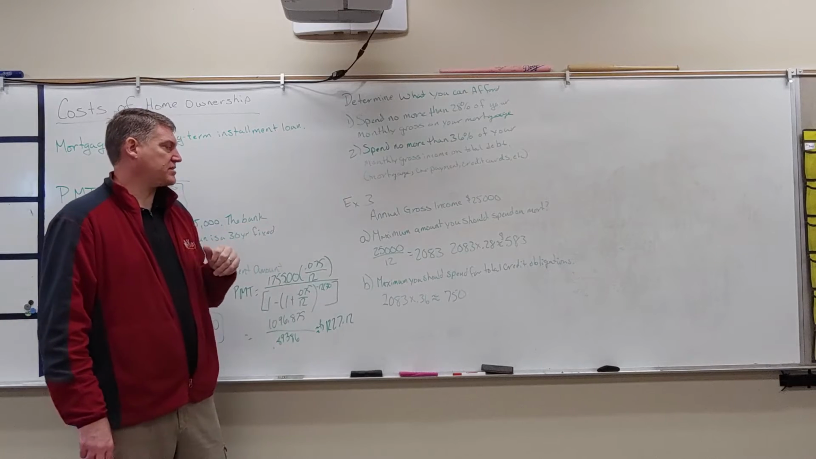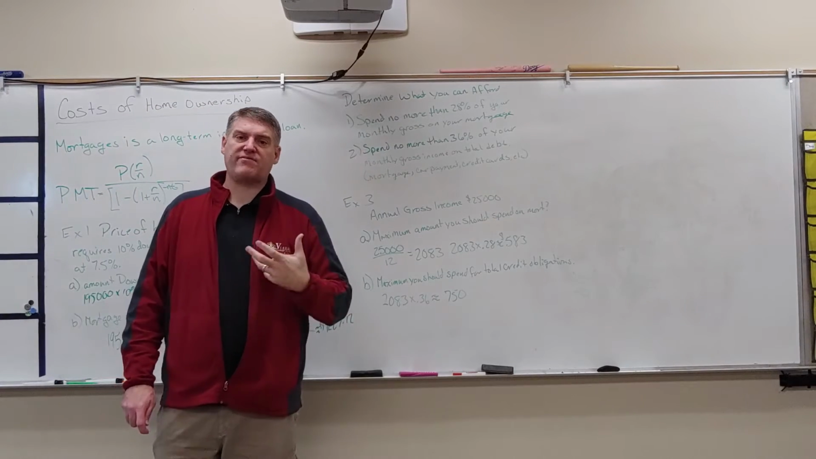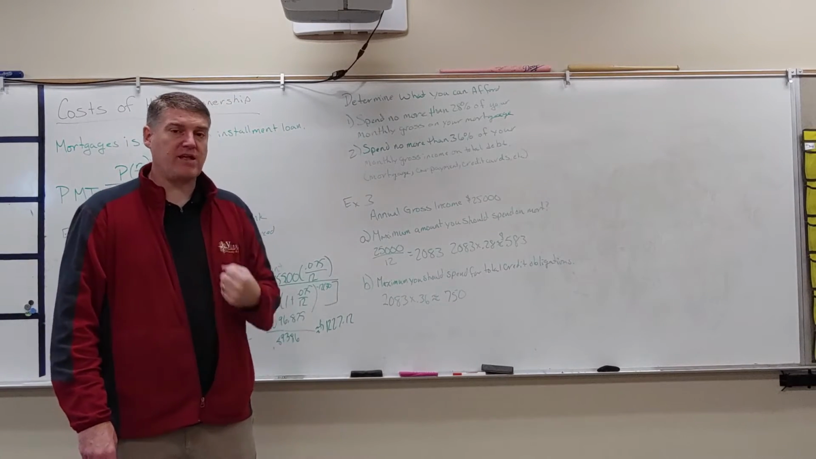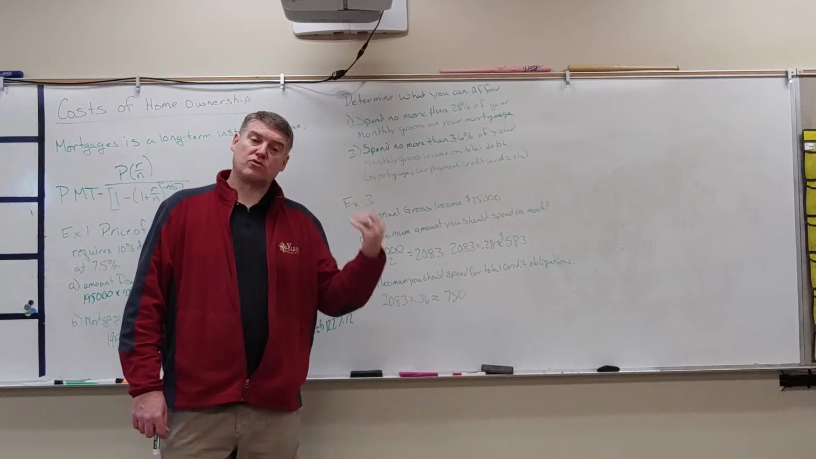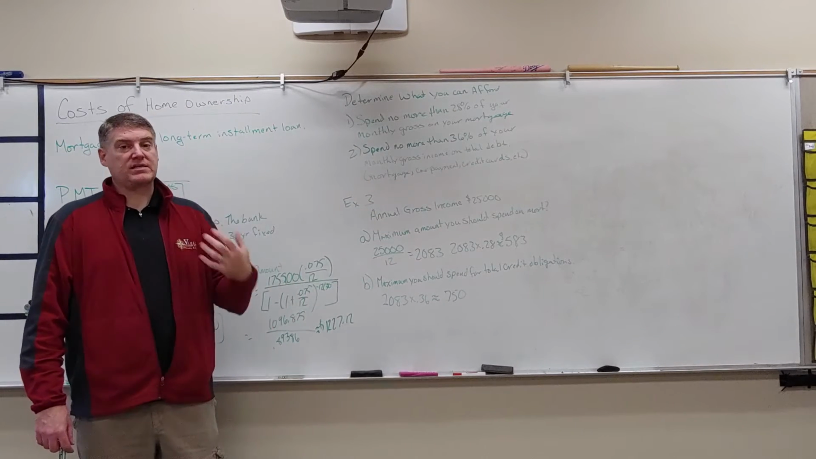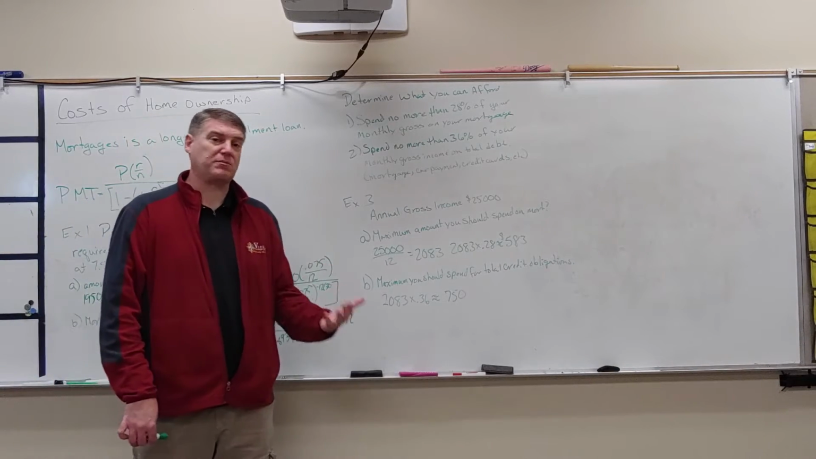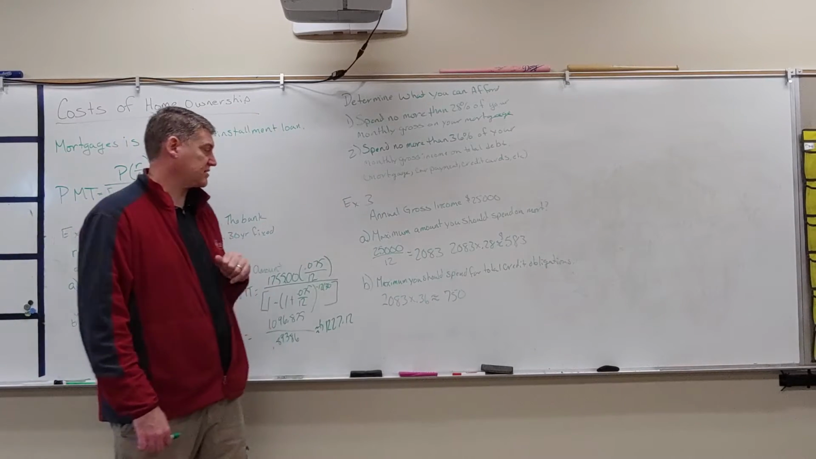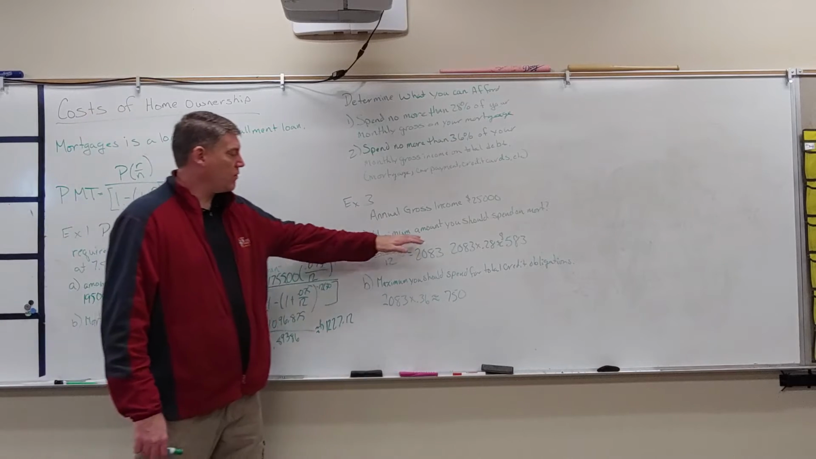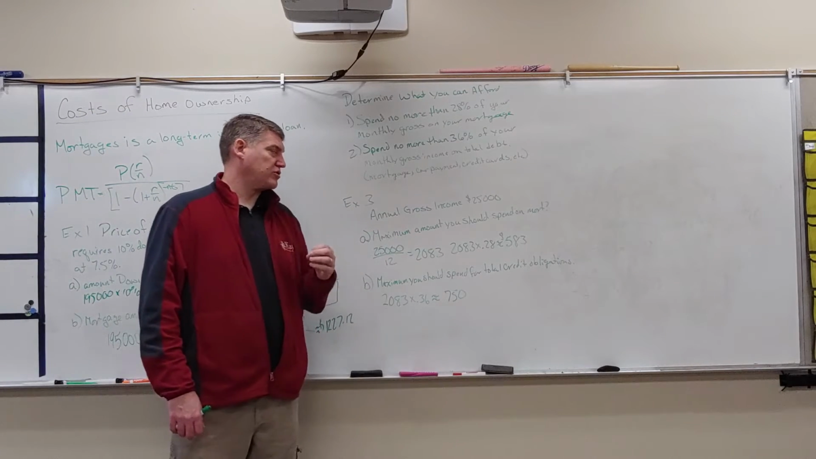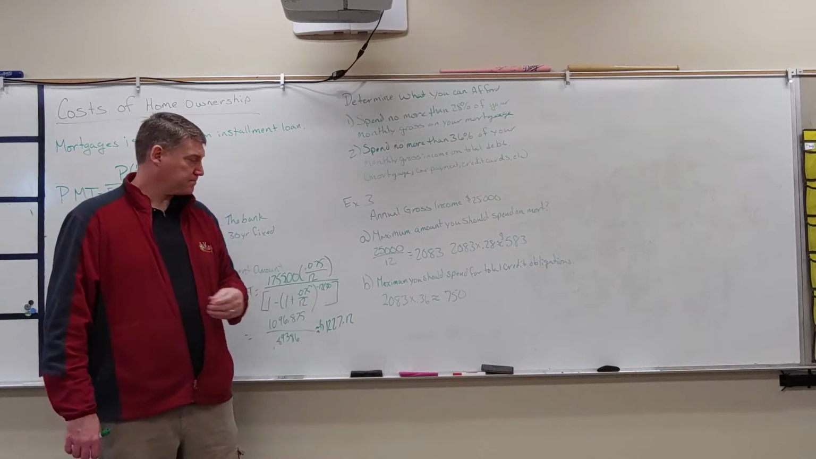So example 3 says, let's say you make $25,000 per year. That's your annual gross income, right? So remember that annual gross income is not actually how much money you're bringing home each month. It's how much money you're making. So you're going to have taxes and stuff to take out there. So we want to calculate the maximum amount you should spend on a mortgage.